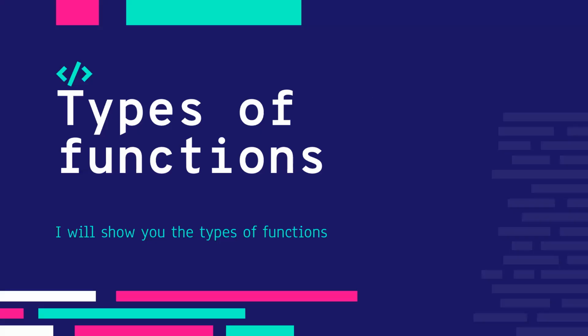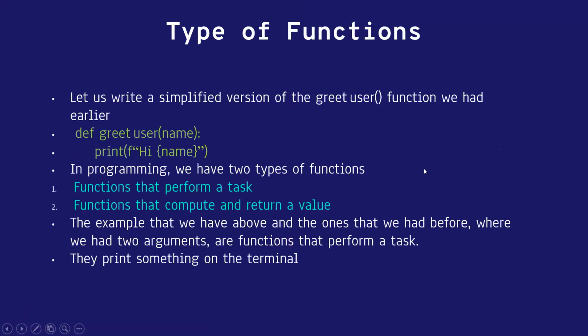Let's look at types of functions. Let us write a simplified version of the greet user function we had earlier in the last lecture. So this is the greet user function that has one argument, so that we have the formatted string, hi, then we have the name.